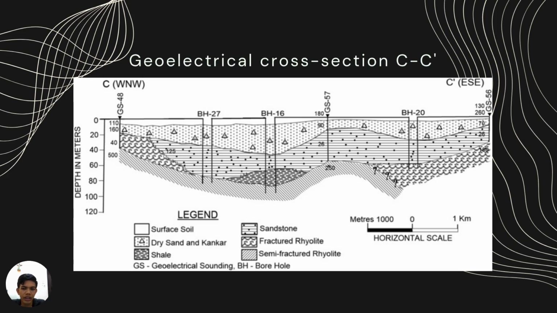A thin shale layer appears just above the bedrock in one area. The bottom layer is semi-fractured to fractured rhyolite with resistivity ranging from 500 to 250 ohm meters. Since sandstone and fractured rhyolite have connected pores, groundwater can easily move through these zones, so leakage both horizontally and vertically is likely in this area.